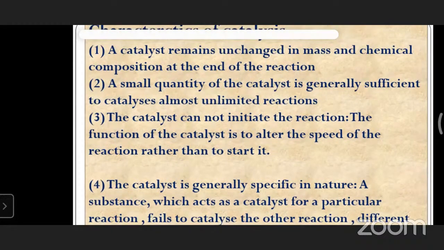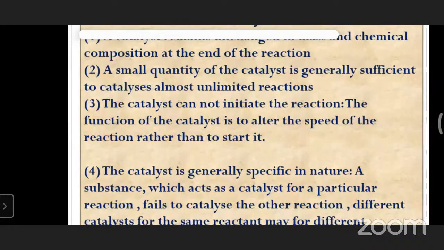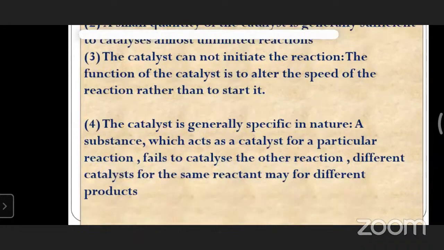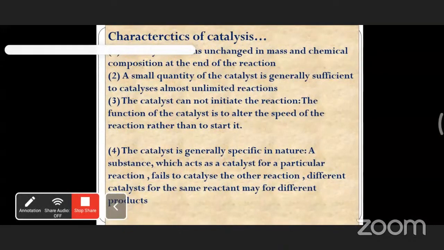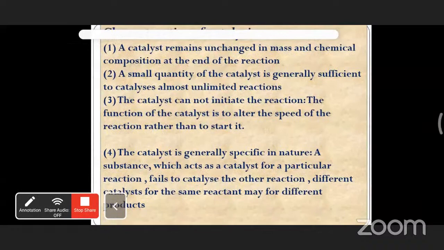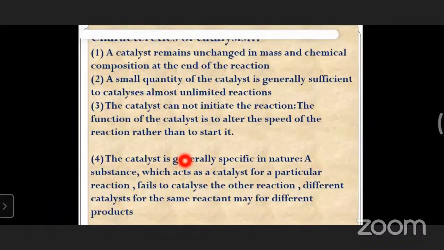So the fourth point, if we observe here, the catalyst is generally specific in nature. Definitely, for a specific chemical reaction, we need to use a specific catalyst. Yes or no? Fine. A substance which acts as a catalyst for a particular reaction fails to catalyze another reaction. Different catalysts for the same reactant may give different products. So it is also one of the important points we need to observe here.